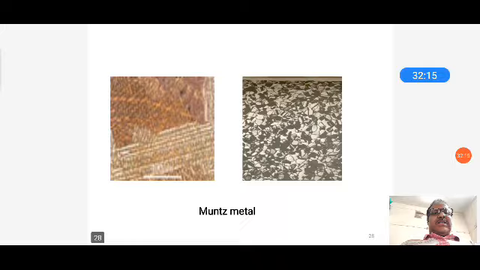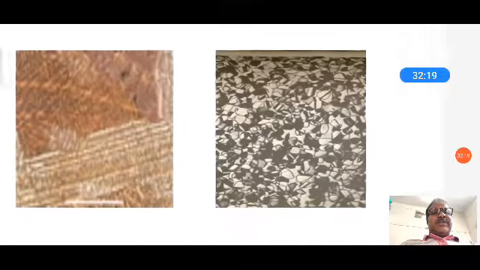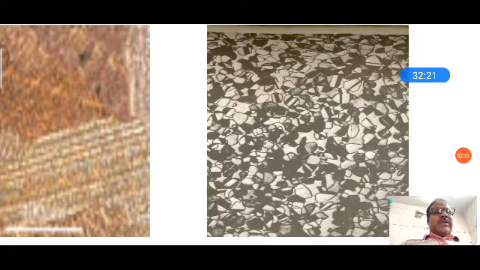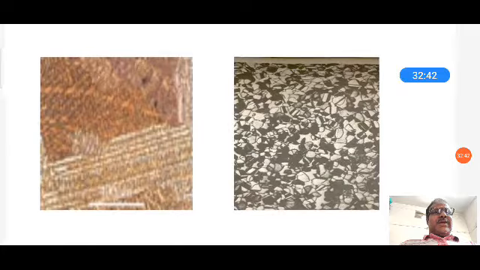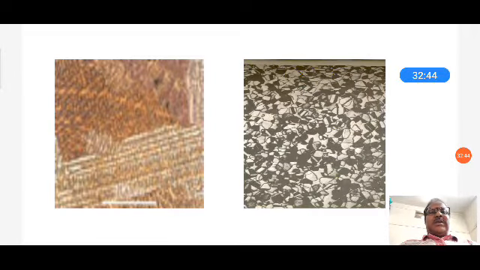See the crystal structure, the microstructure of Muntz metals. Why is it called Muntz metal? We have observed that the cut-over at the head part shows an eye-like structure, a bullseye structure. That's why the name is called Muntz metal. The structure looks like this.